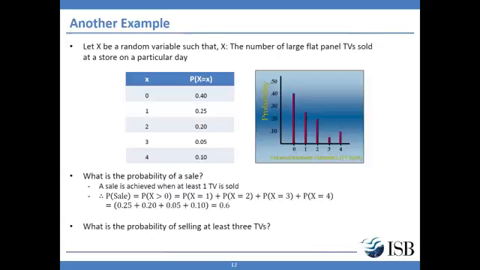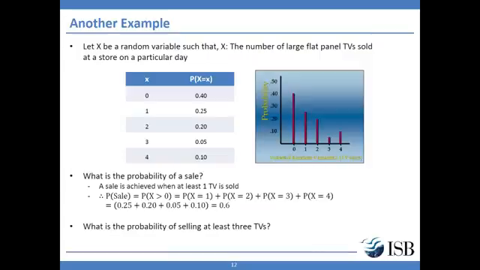Alright, let's take a look at another example. Here, capital X is the number of large flat panel TVs sold at a store on a particular day. And from past data, we know that it can take values 0, 1, 2, 3 or 4. The probability associated with each of these values is given in the table. For the purpose of illustration, a graph of the probability distribution is also drawn. This type of graph is known as a bar plot.